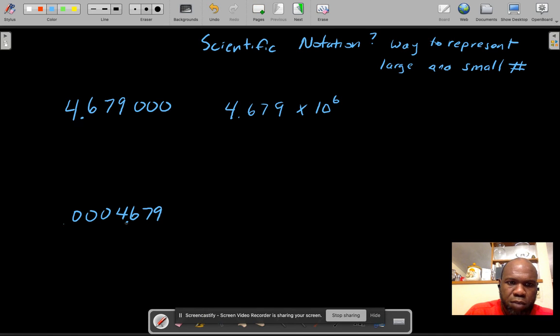Now I'm going to do the same thing, but go the opposite way. So I'm going to go 1, 2, 3, 4, 4 spaces over to the left to make this a smaller number. Then I would just write it like this: 4.679.